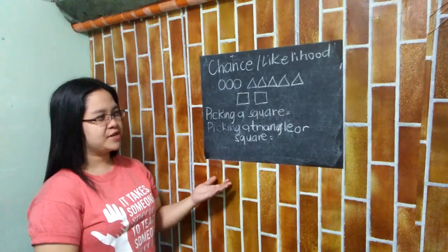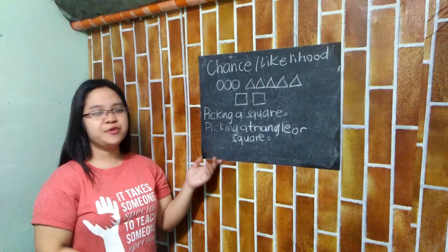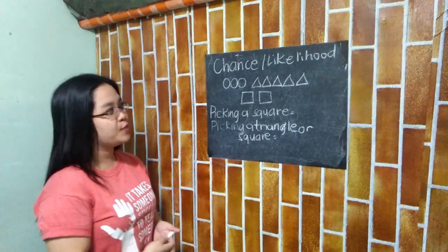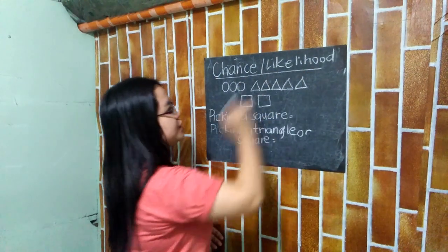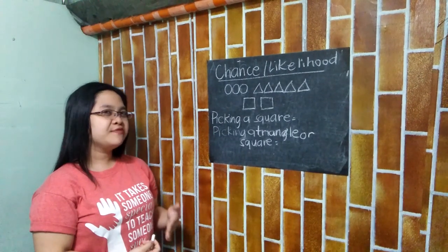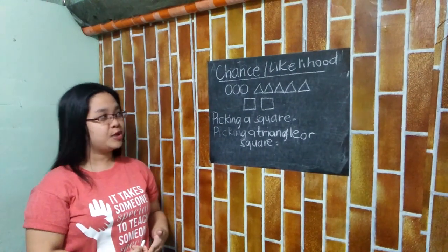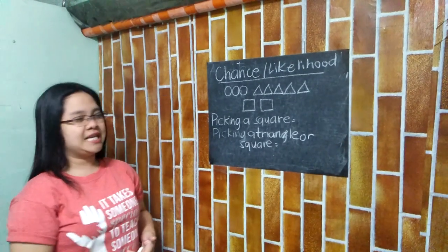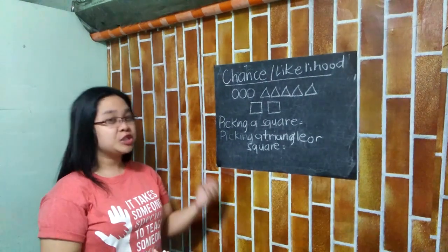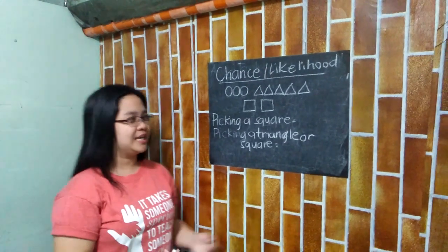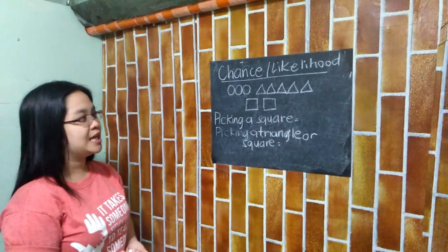So before we have our lesson for today, let's review first what we have discussed last meeting. As you can see on the board, we have the concept of chance or likelihood. We have discussed last time in our previous topic what a chance or likelihood means. It has something to do with the chances on how the events will happen. Okay? So let's have here an illustration.